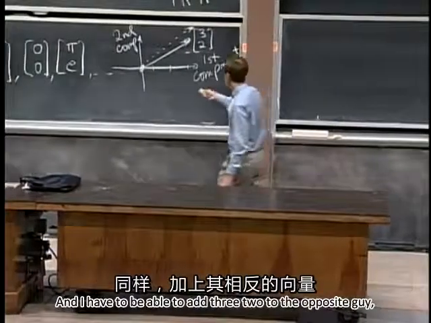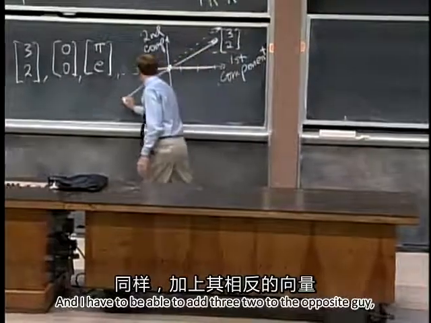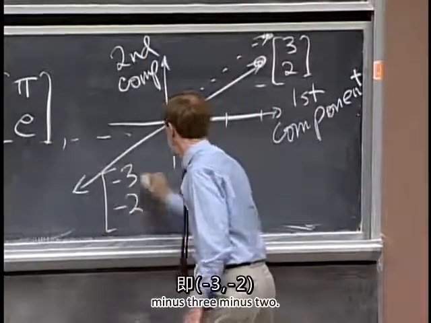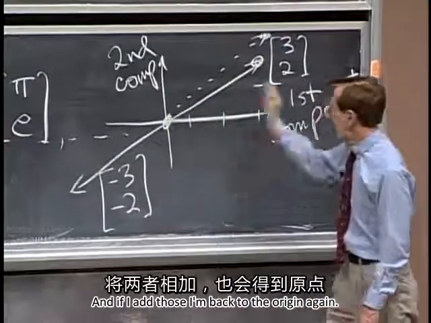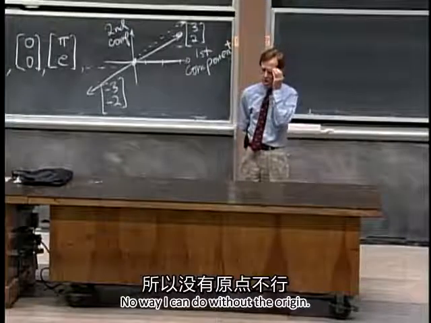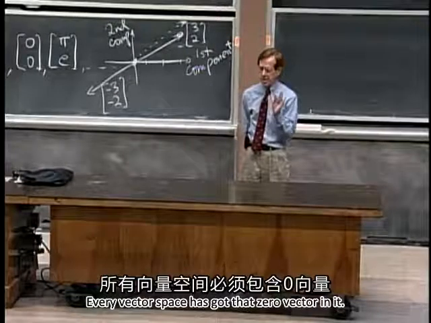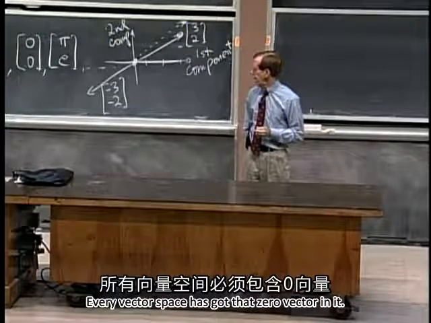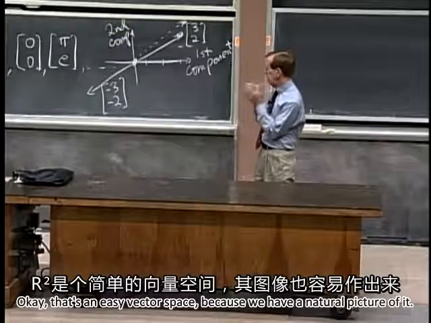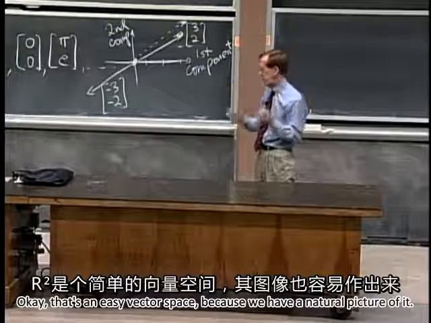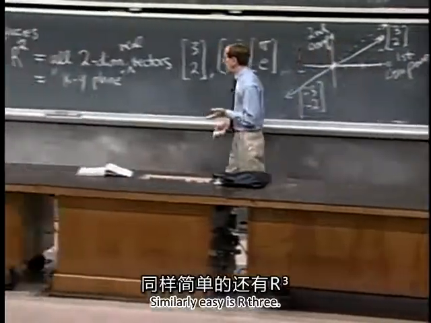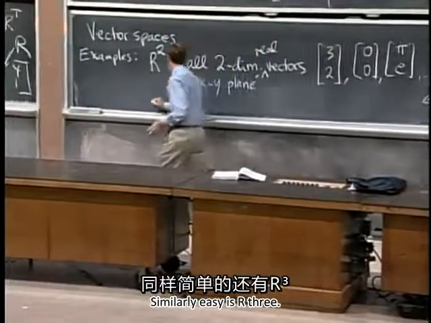And I have to be able to add 3, 2 to the opposite guy, minus 3, minus 2. And if I add those, I'm back to the origin again. No way I can do without the origin. Every vector space has got that 0 vector in it. Okay, that's an easy vector space because we have a natural picture of it. Similarly easy is R3.